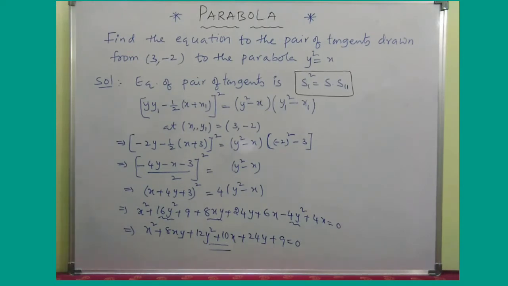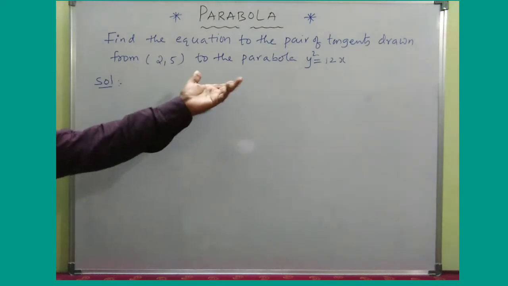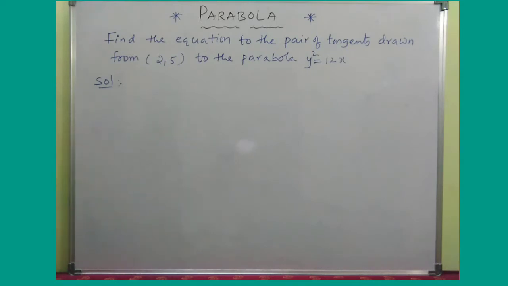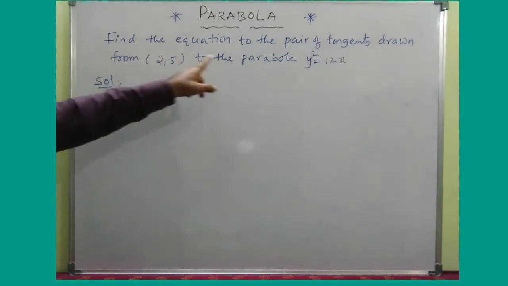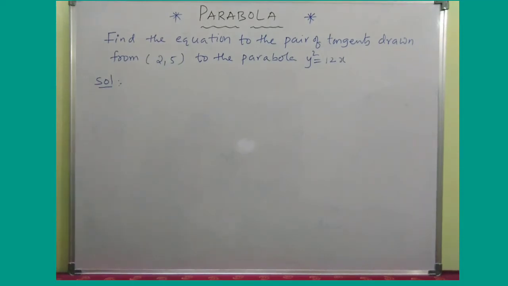Now there is one more procedure also to find the equation of pair of tangents without using this formula. Let us see what method 2 is. Say I want to go with one more problem. Actually the previous one you can also try in method 2, you can take care of that. So the question is almost the same. Find the equation of the pair of tangents drawn from the point (2, 5) to the parabola y square is equal to 12x.